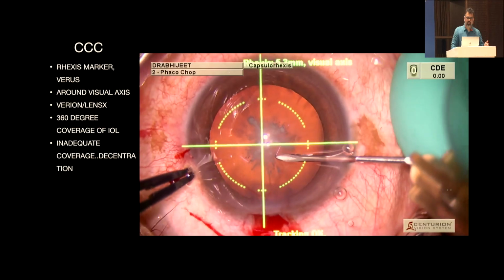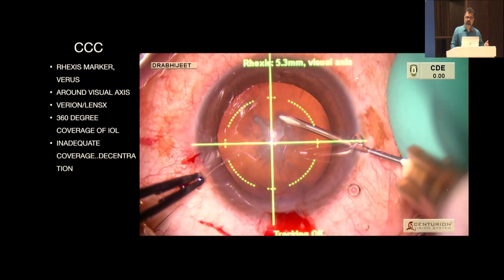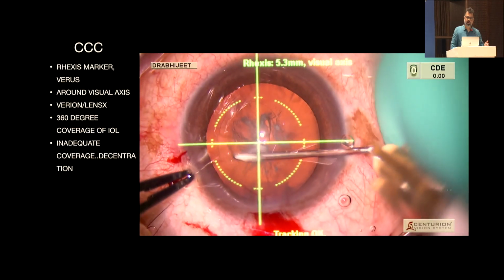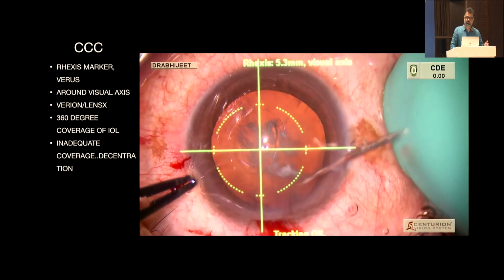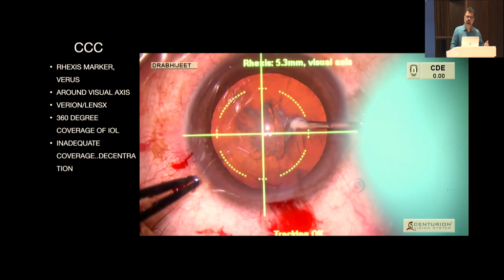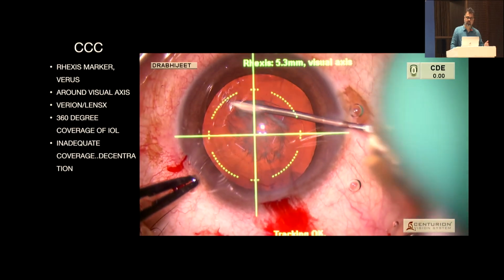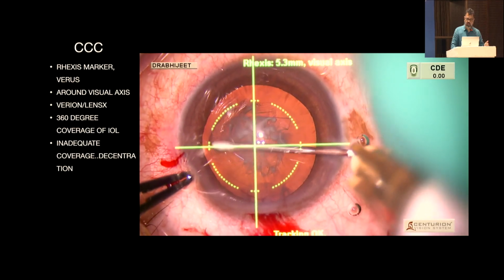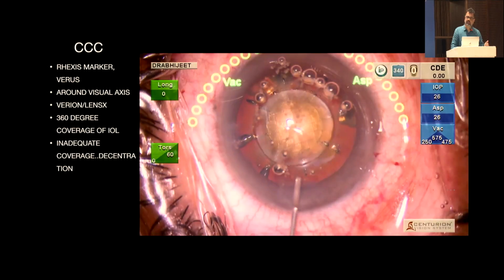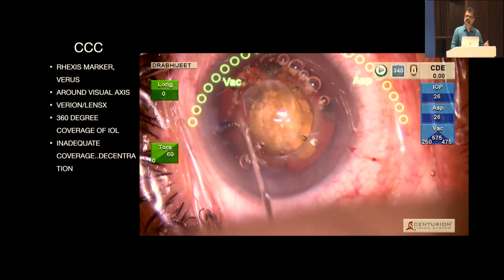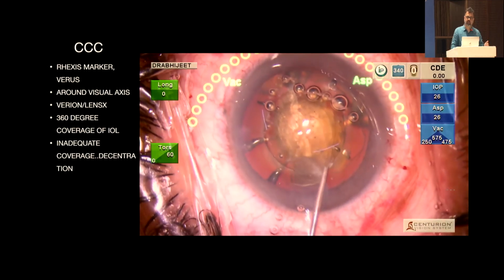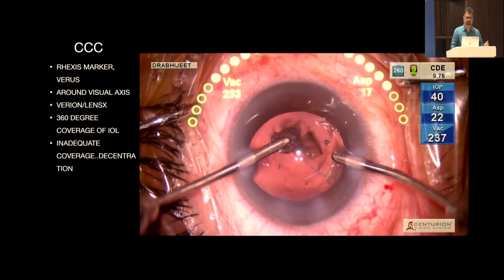And usually a good idea is to have the rhexis around the Purkinje images as the center of the rhexis, and that gives a good rhexis on the visual axis rather than the pupillary axis. So inadequate coverage can give rise to decentration in the post-op period. Flax gives very good consistent sizes of the rhexis as well as a good overlap.